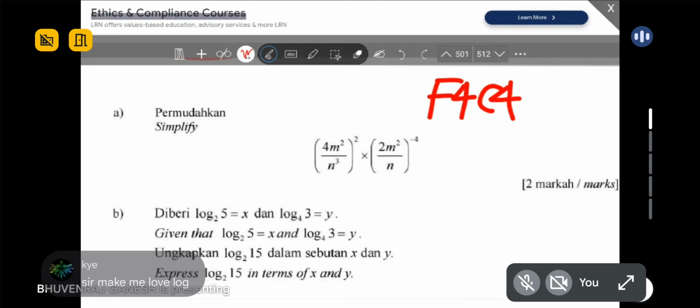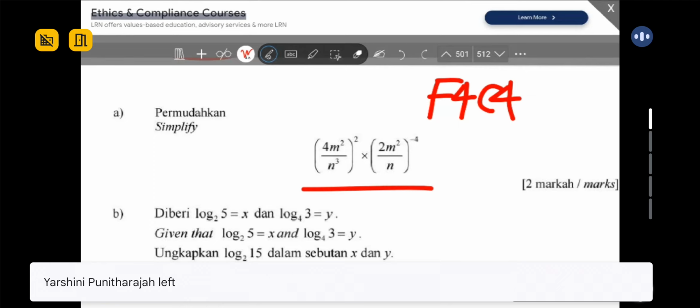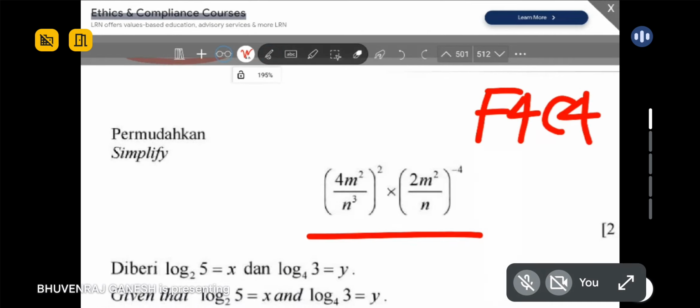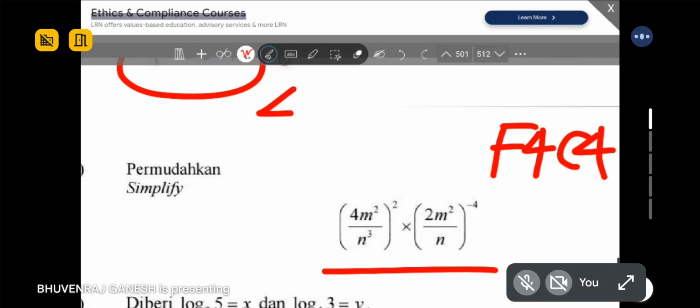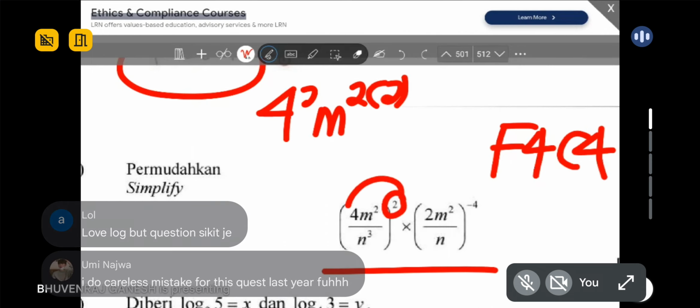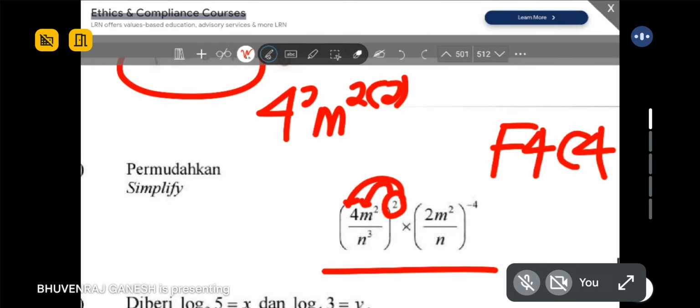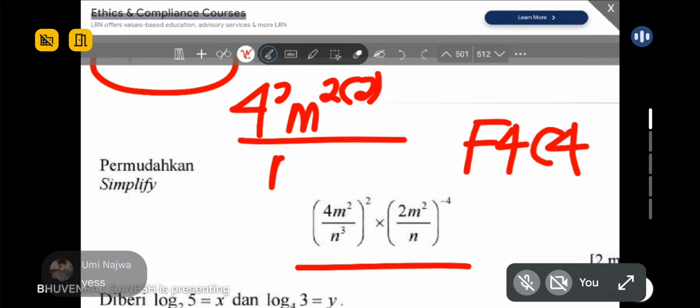Okay, so this one is your Form 4, Chapter 4, guys. Indices, surds, and logs. So first question, very simple. You just need to use your index laws. So you start to expand 4 square m square times 2. You must expand the square inside. I made a careless mistake for this question last year. Oh yeah, this one is your PAT, right? If you're from Kedah, this one is your PAT. Good, can revise your PAT a bit also. Kill 2 birds with 1 stone.